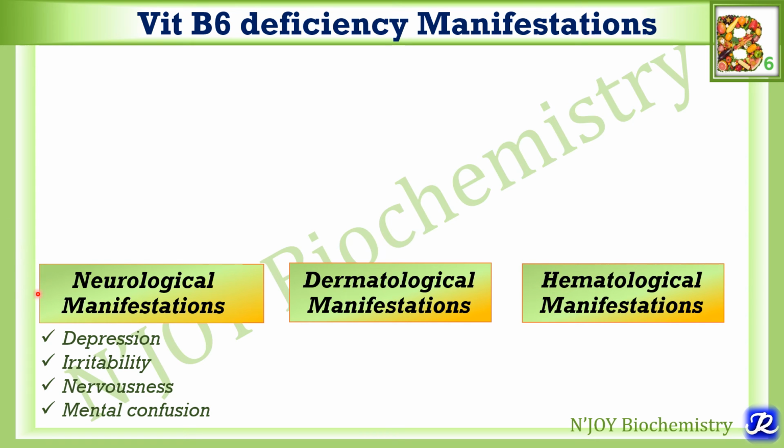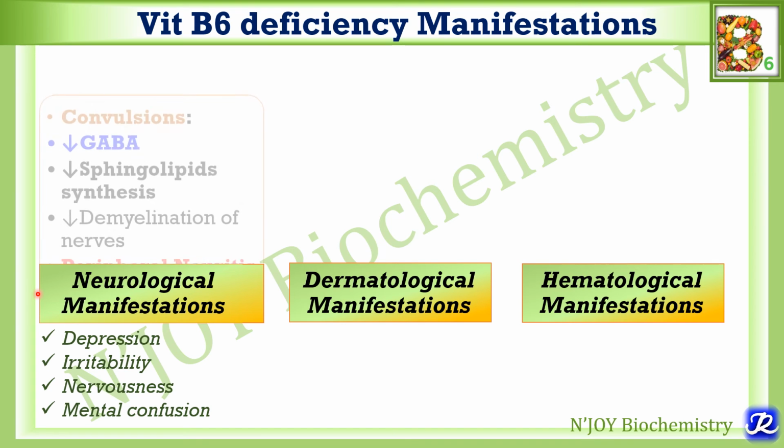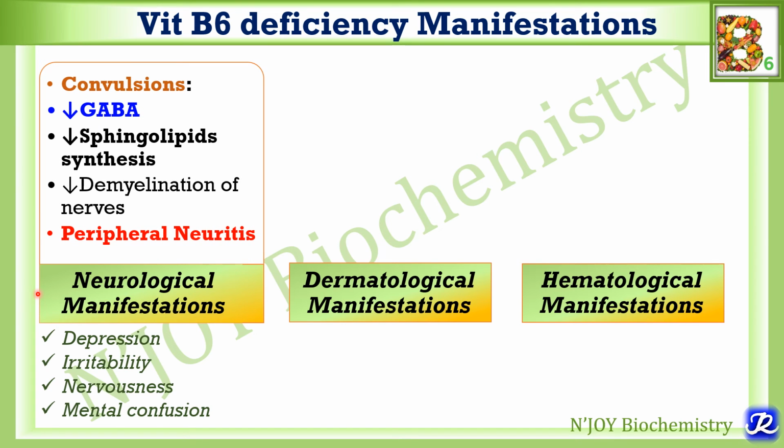Now what is the biochemical basis for these neurological manifestations? We already know that pyridoxal phosphate is required for formation of GABA, for sphingolipid synthesis, and for epinephrine, norepinephrine, and serotonin synthesis. So if the neurotransmitter level is decreased and the sphingomyelin level is decreased, it results in demyelination of nerves. That's why it can result in peripheral neuritis, and decreased levels of GABA, epinephrine, norepinephrine, and serotonin can result in various neurological manifestations.